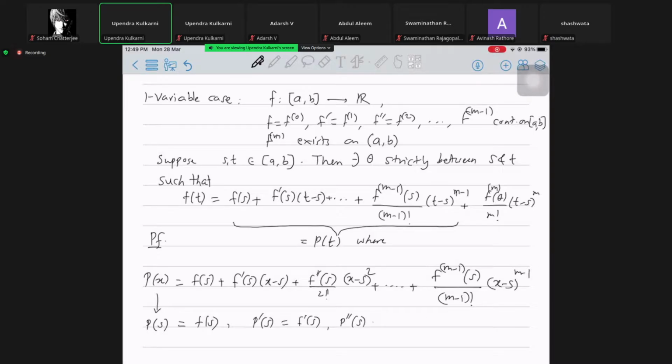The second derivative of p at s also matches that of f, and all the way up to the m minus 1th derivative, the polynomial and the function are equal at the point s. Okay. And what about the mth derivative? What about the mth derivative of p? Come on, this is 0. And not only is it 0 at s, it is identically 0.